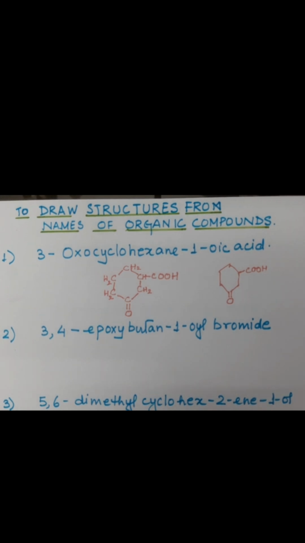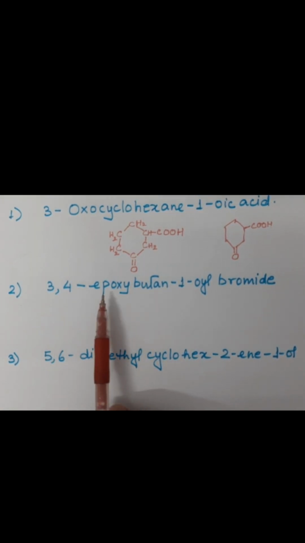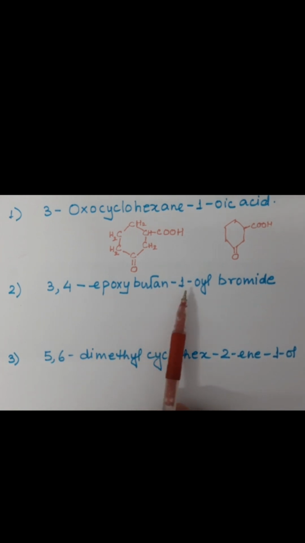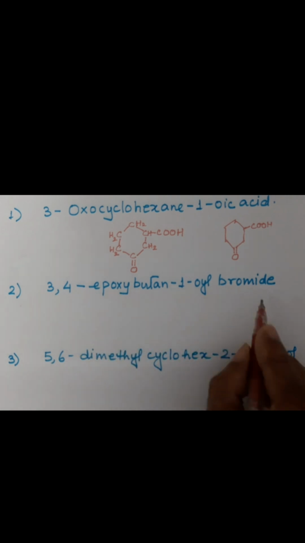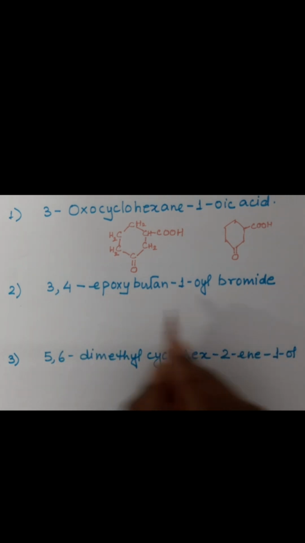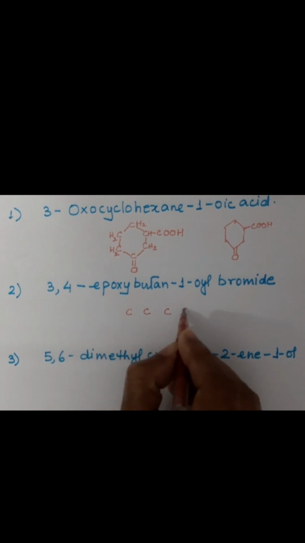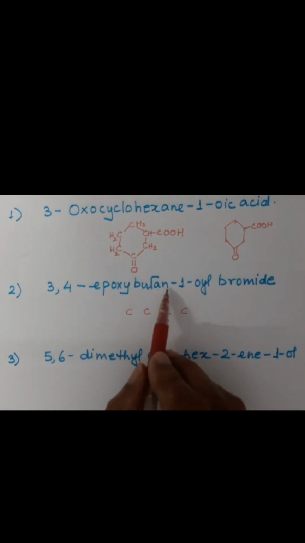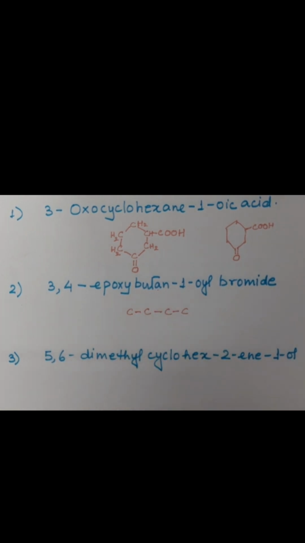Okay. Now let's move on to the second one. 3,4-epoxy butane-1-oyl bromide. So you see here again the root word is but. This is not a cyclic compound. Here cyclo is not written, so it's not a cyclic compound. So we are to write 1, 2, 3 and 4 carbons. Then again an ane, meaning single bonds. So 1, 2, 3 single bonds.